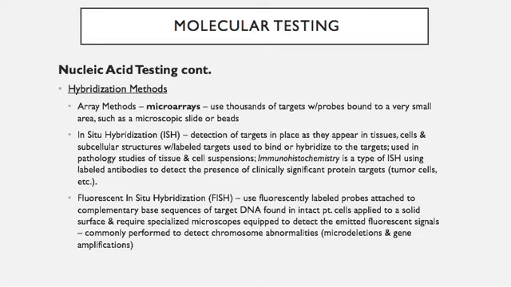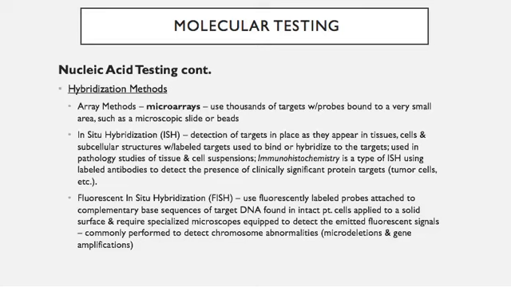In situ hybridization is the detection of targets in place as they appear in tissues, cells, and subcellular structures, with labeled targets used to bind or hybridize to the targets. This method is used frequently in pathology studies of tissues and cell suspensions.